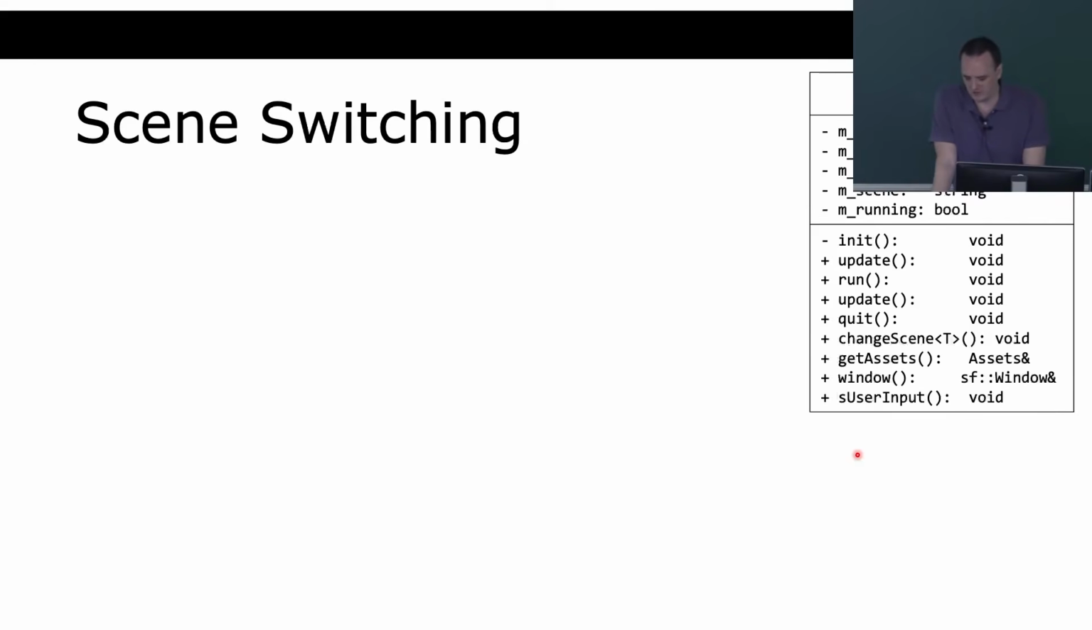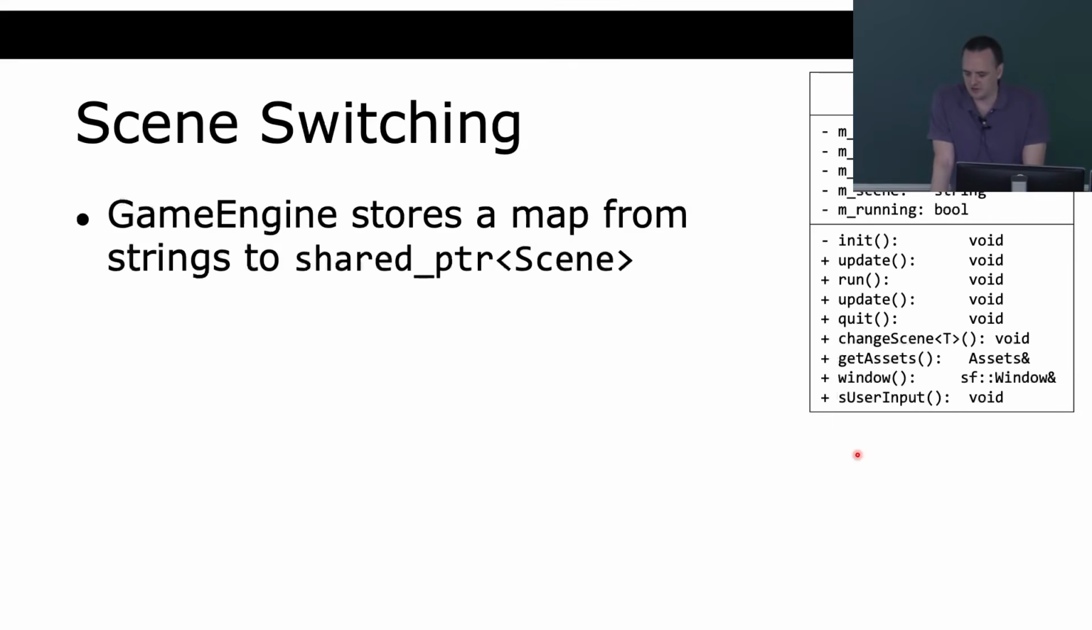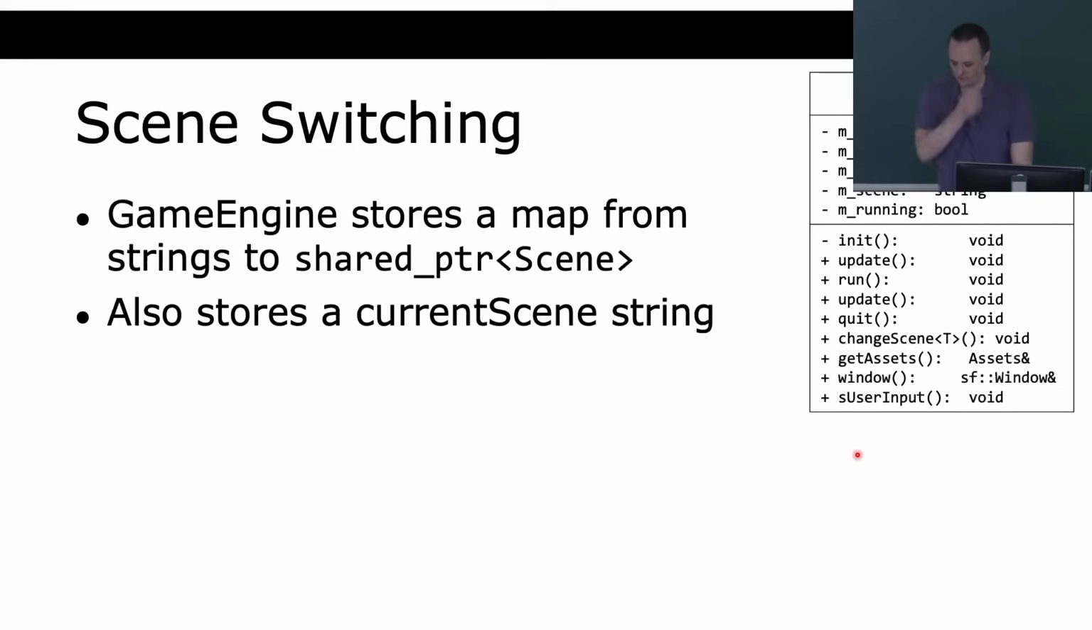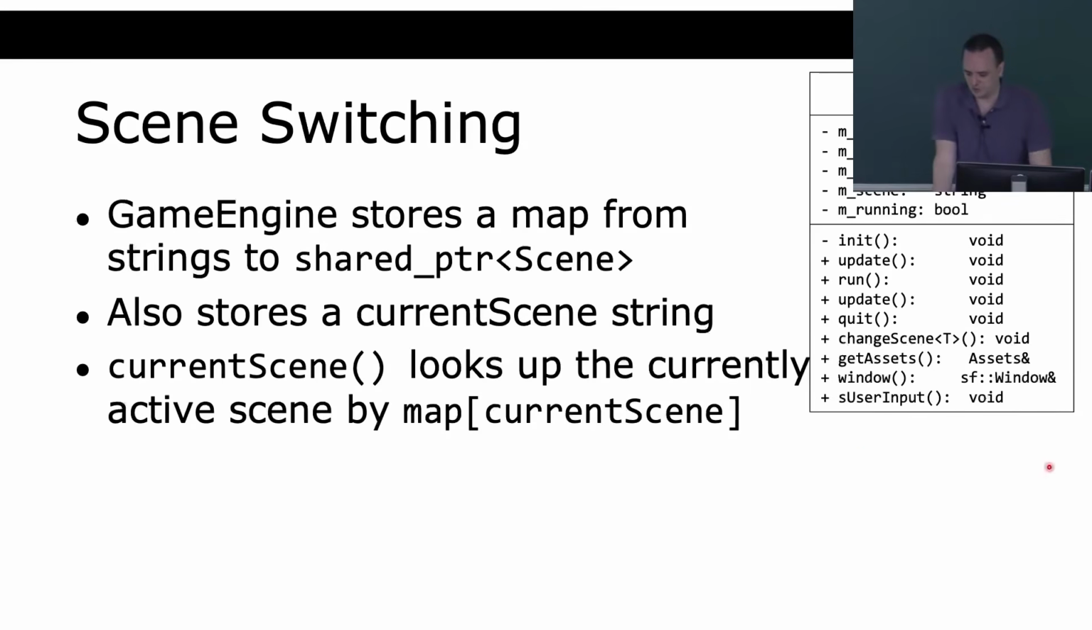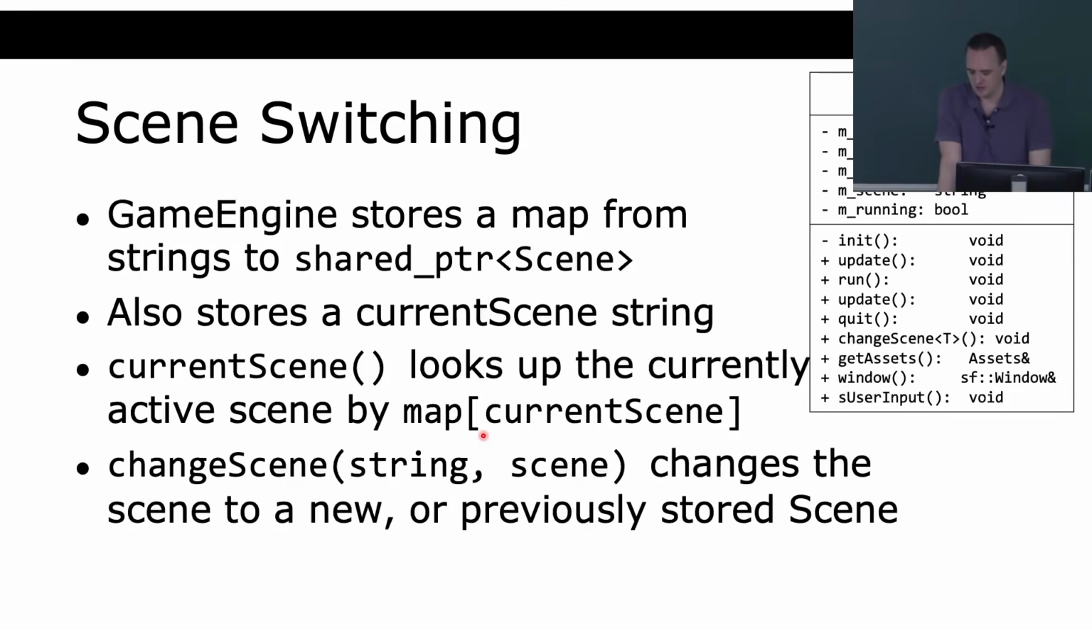How would we switch scenes then? So the game engine is going to store a map from strings to shared pointers of scenes. And it's also going to store a string, which is basically just the current scene. And so current scene looks up the currently active scene in the map and then calls its update function. Change scene is going to take in a string and a scene, and that's going to change to the new scene or a previously stored one.